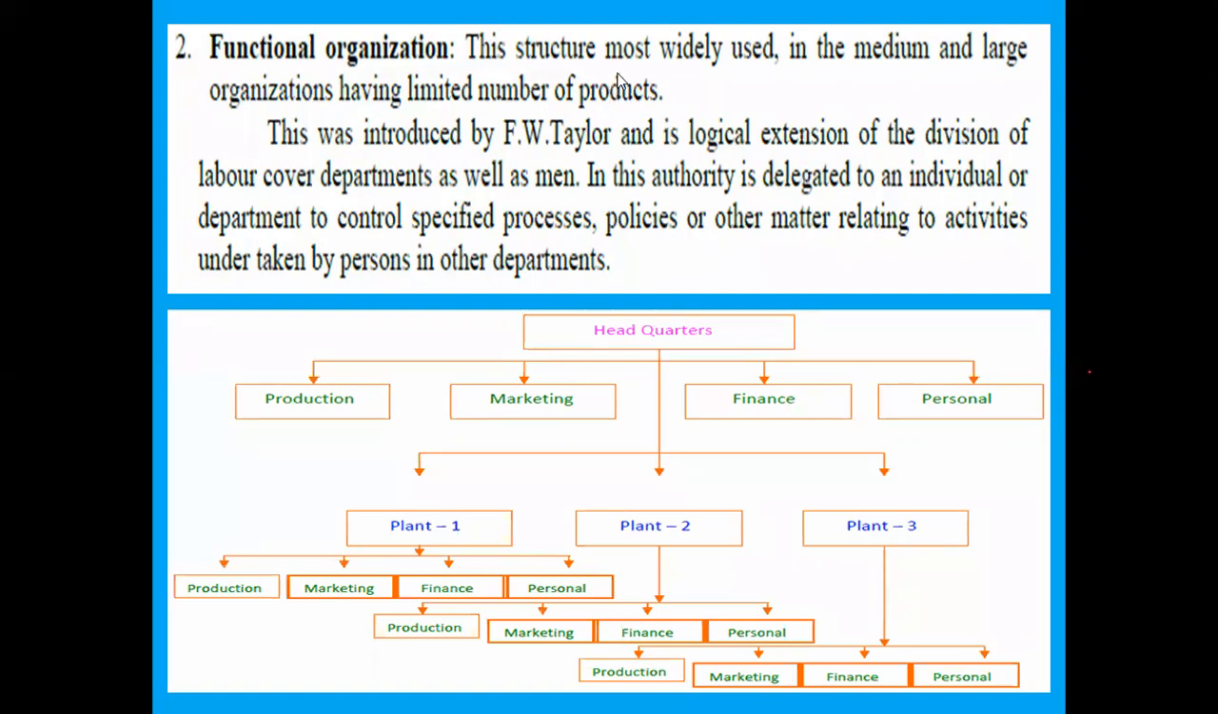See here, this structure is widely used in medium and large scale organizations having a limited number of products. It was introduced by F.W. Taylor as a logical extension of the division of labor, covering departments as well as men. Here, authority is delegated to the individual departments.